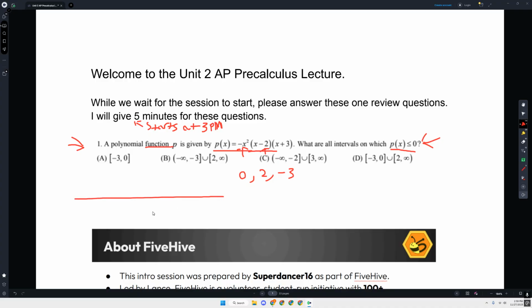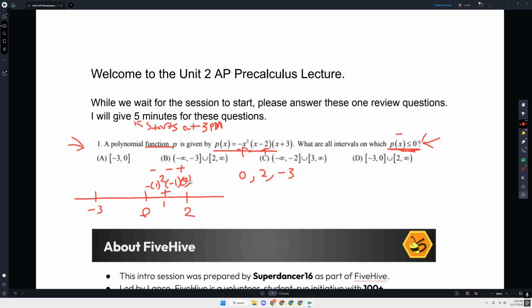And then from there, we're going to set up our sign chart. We're going to have negative 3, 0, and 2. And then we're looking for where p of x is less than or equal to 0, or where values are negative. So we're going to plug in some values. We're going to first plug in, let's say, 1 for this range. If we plug in 1, we would get negative 1 squared, 1 minus 2 would be negative 1, and 4. So this would come out to be negative, negative, and positive. These two negatives would cancel out and be positive. So that means this would be positive.